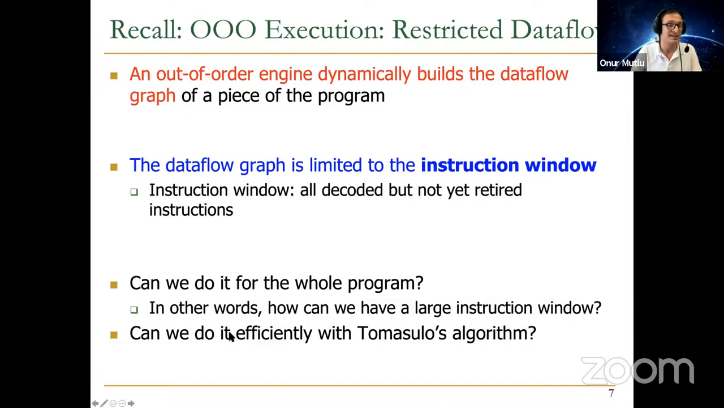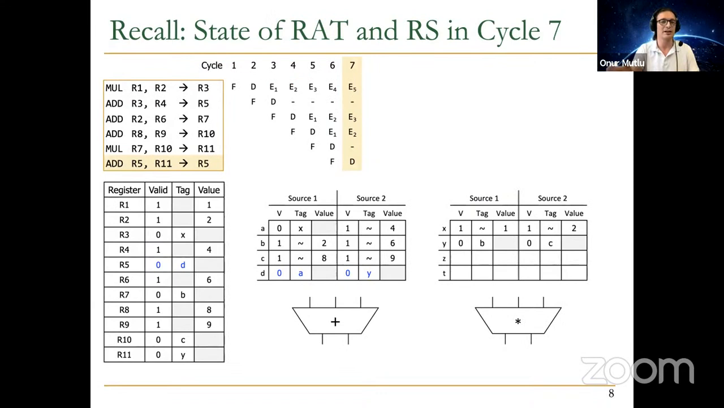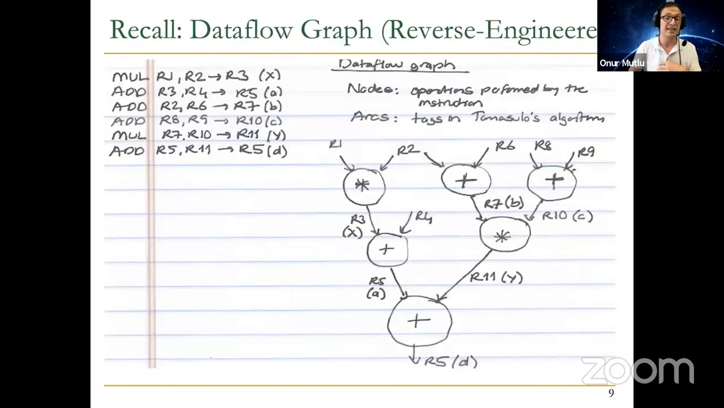Okay, we also discussed, can we do it efficiently with Tomasulo's algorithm? And I already kind of answered that, but you can also look at yesterday's lecture as well. I recall in yesterday's lecture, by carefully looking at the state of the register alias table and the reservation stations in cycle 7 in the machine we simulated, we were able to reverse engineer completely the data flow graph of the machine.